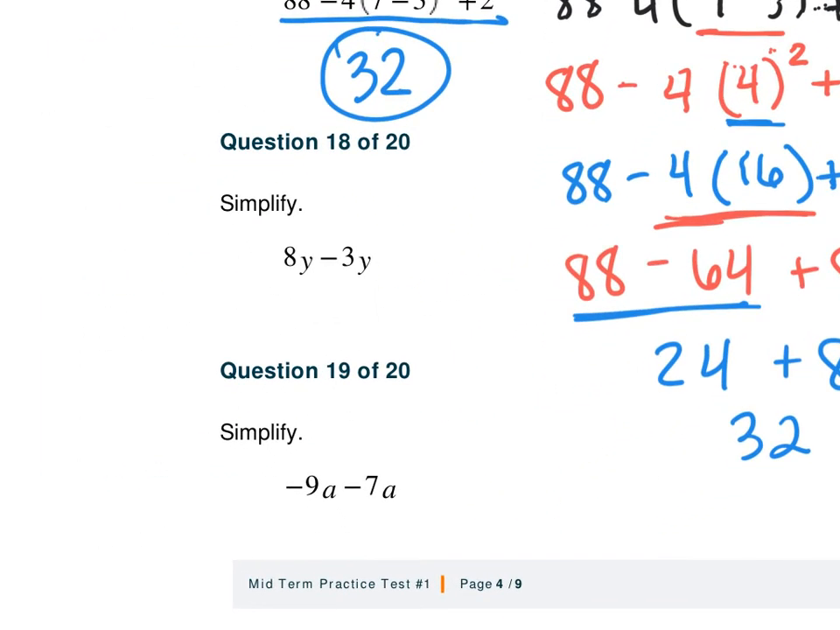Questions 18 and 19 ask us to simplify. We call this also combining like terms. If you look at 18, it's 8y minus 3y. I have 8 y's, I'm taking away 3 y's. I have 5 y's left over.